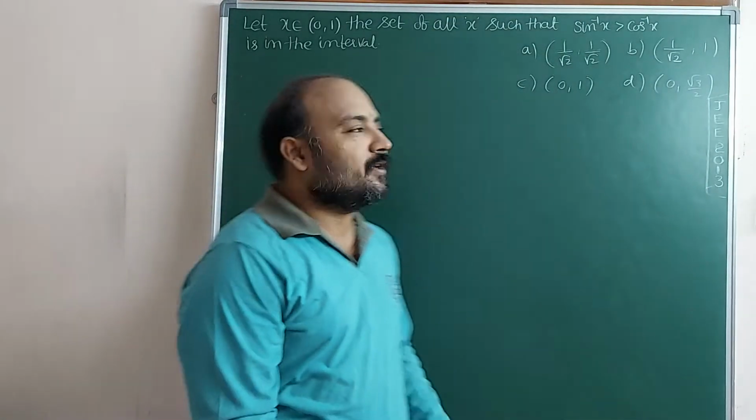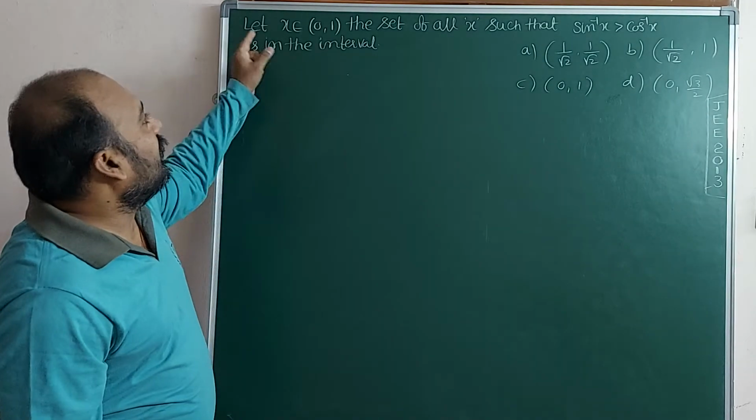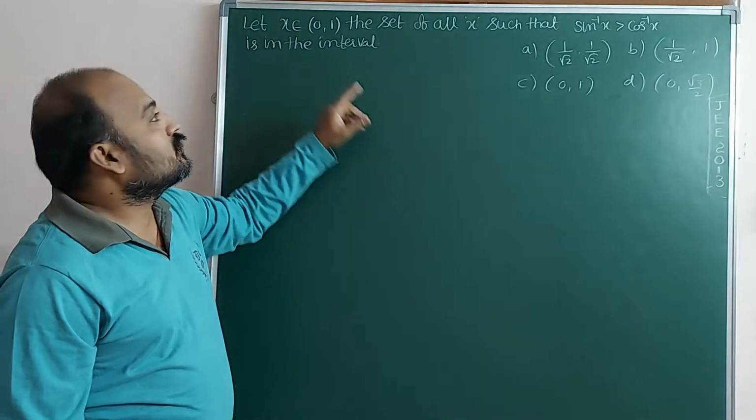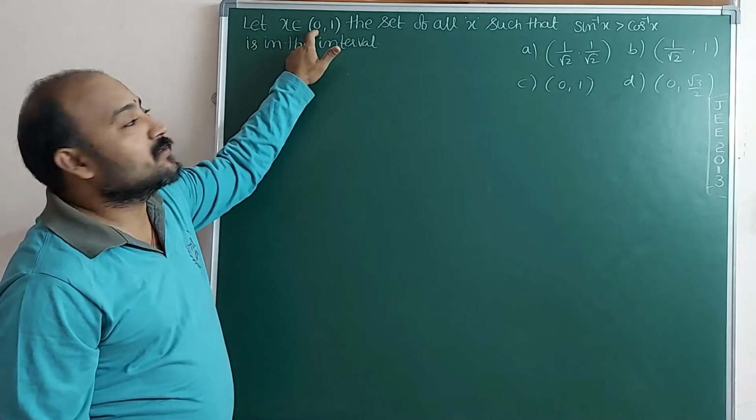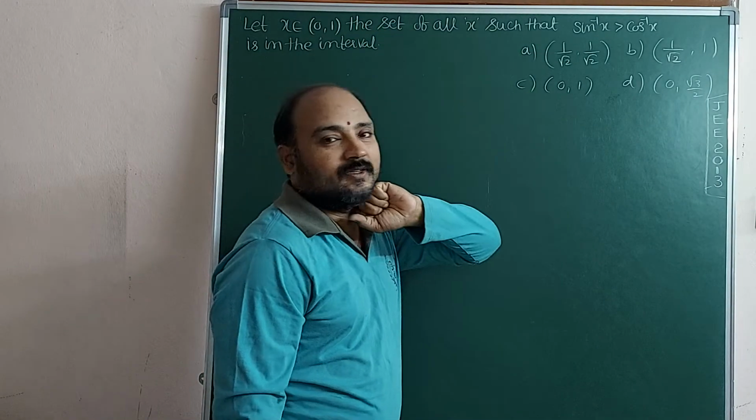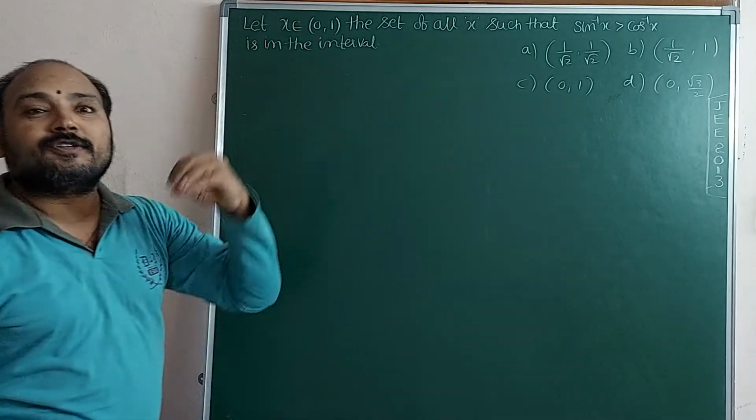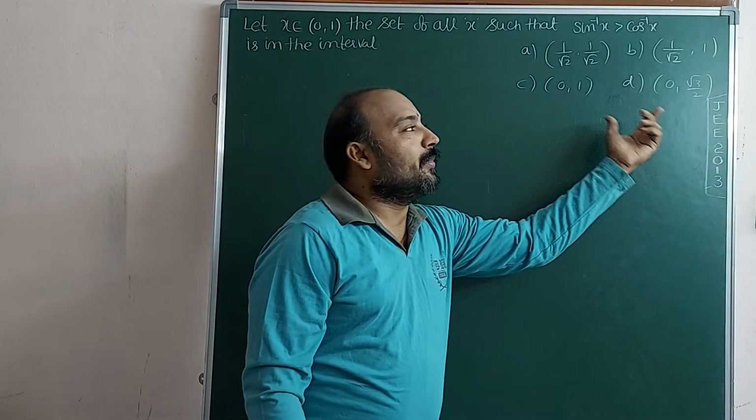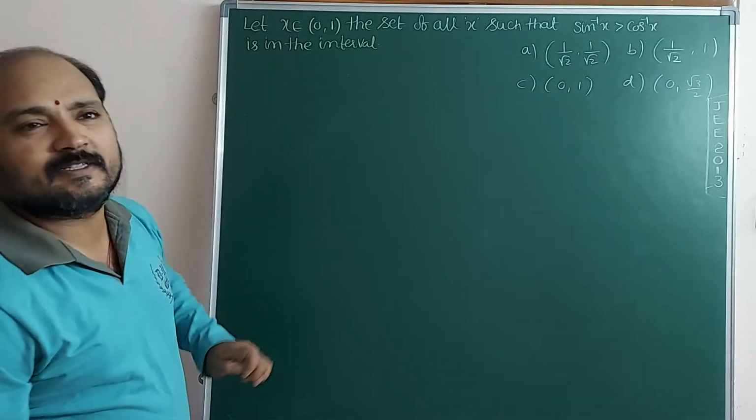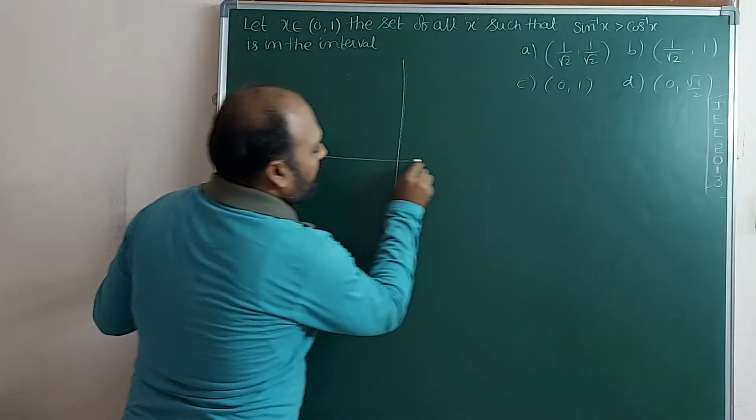The next question in the JEE Mains 2013 in inverse trigonometry. Let x belongs to open interval of 0 comma 1. So this point lies on y axis, dear students. 0 comma 1. The set of all x such that sin inverse x is greater than cos inverse x is in the interval, A, B, C, D options are available. So we need to draw the figure of sin inverse x curve and cos inverse x curve. Then you will get an idea to get the intervals.